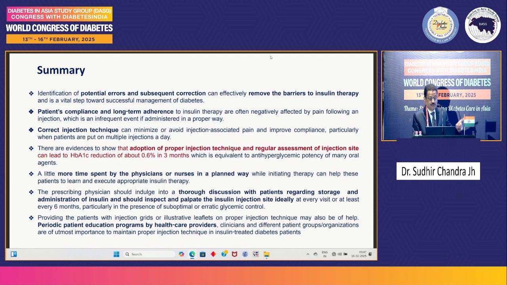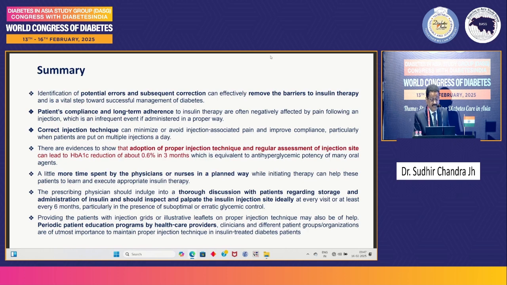There is evidence to show that adoption of proper injection technique and regular assessment of injection sites can lead to glycosylated hemoglobin reduction of about 0.6% in 3 months, which is equivalent to the anti-hyperglycemic potency of many oral agents. A little more time spent by physicians or nurses in a planned way is mandatory. The prescribing physician should have a thorough discussion with patients regarding storage and administration, which unfortunately we are not doing. Sometimes we don't, for lack of time, and the patient is storing it improperly and taking it improperly. Providing the patient with injection guides or illustrative leaflets on proper injection technique may also help.